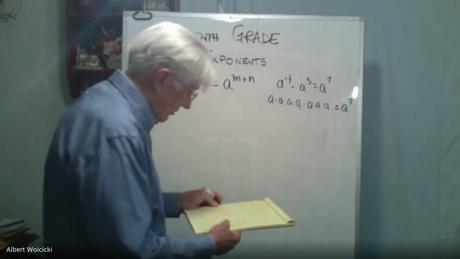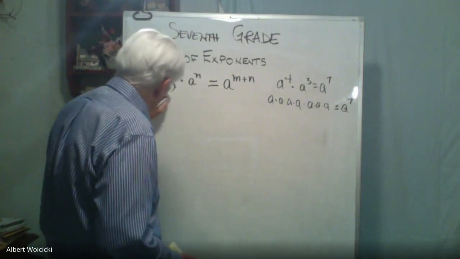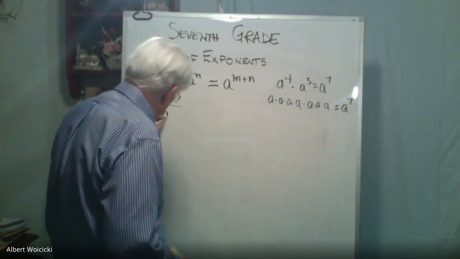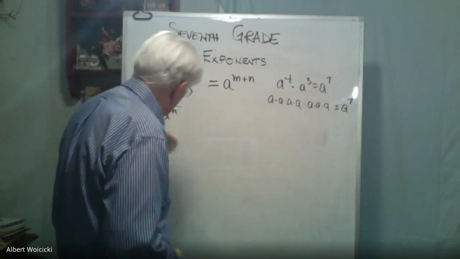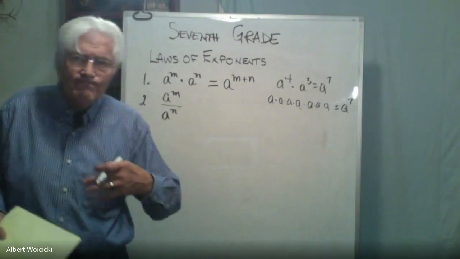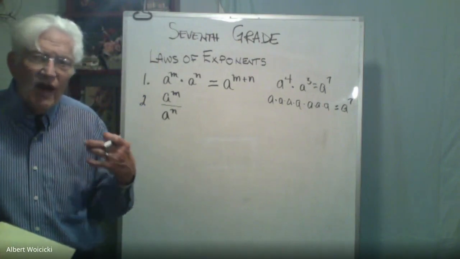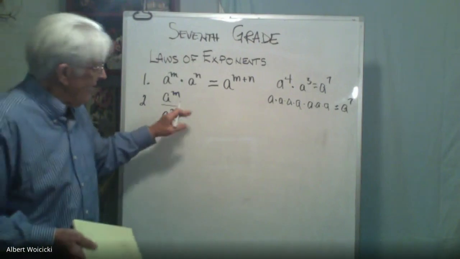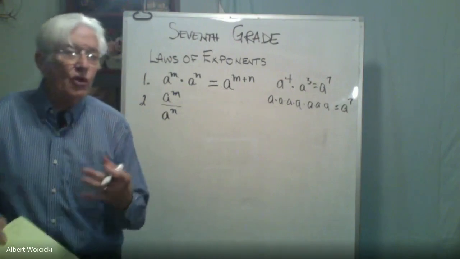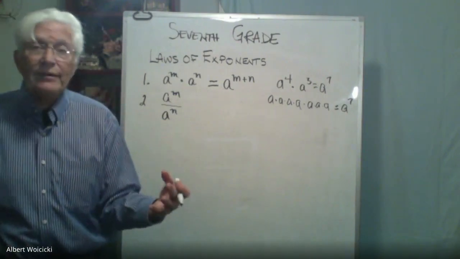Second law of exponents. All right? What happens if I have a raised to the m divided by a raised to the n? And this is sort of a gimme. If I know that in multiplication I'm adding, what do you suppose I'm doing? That's right, I have to subtract.